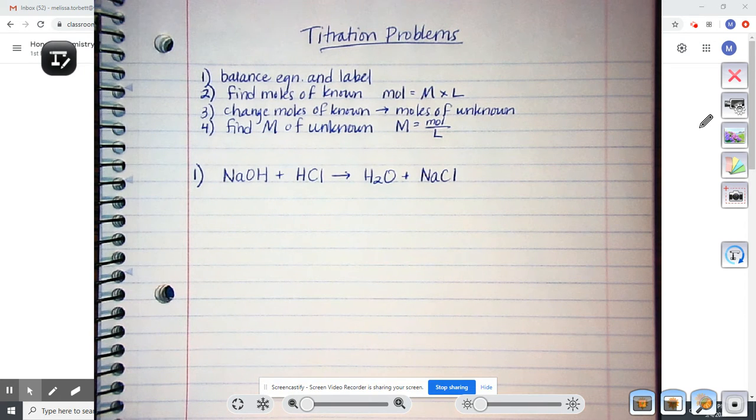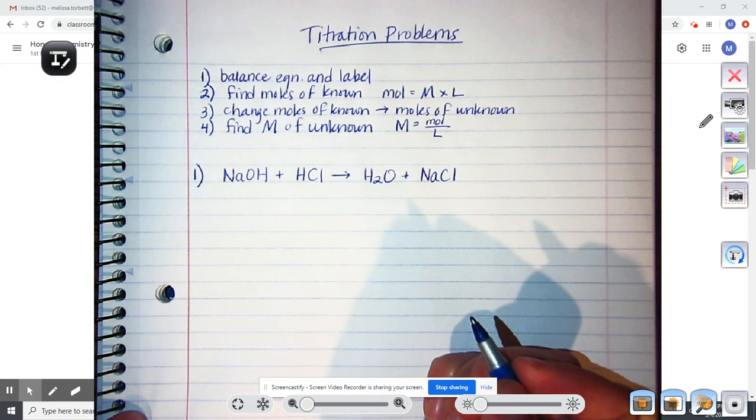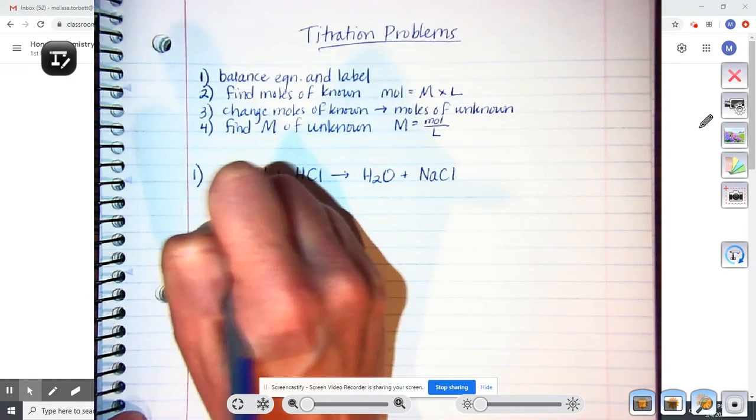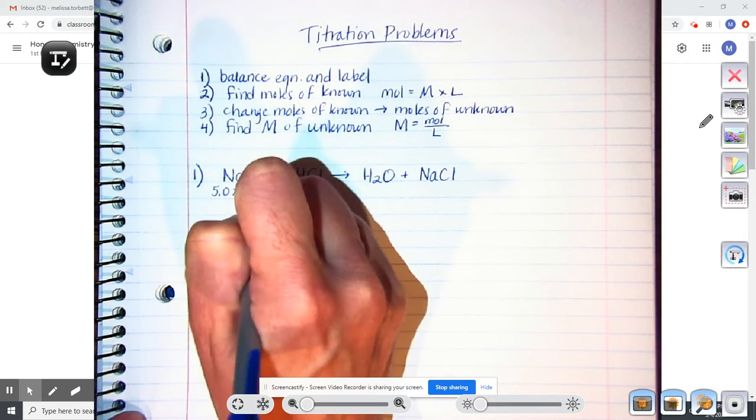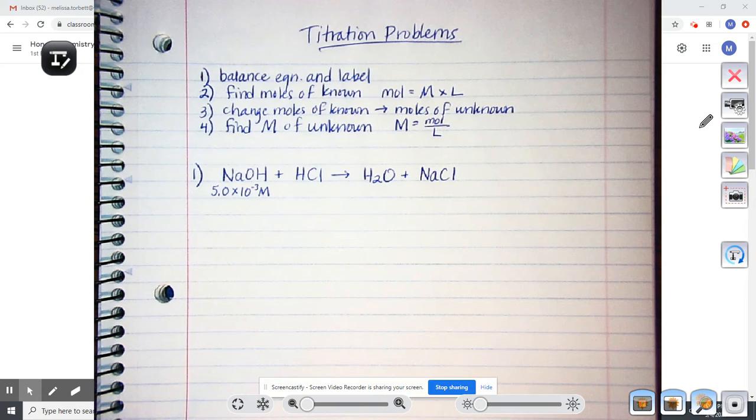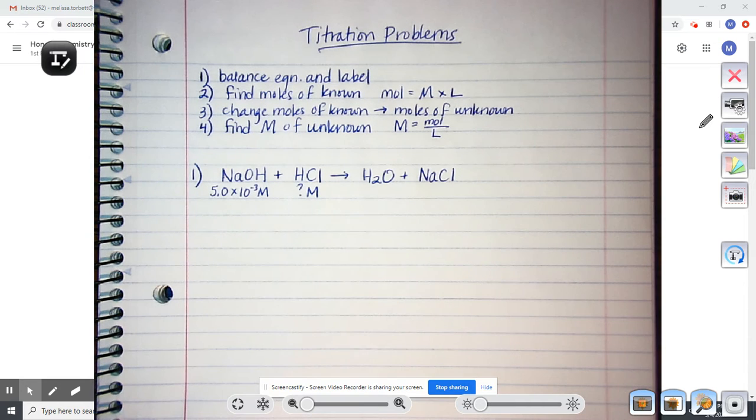Okay, so this particular problem says, in a titration of 5.0 times 10 to the negative 3 molar sodium hydroxide. So that's the first thing I'm going to label. Underneath sodium hydroxide, I'm going to write down that concentration, 5.0 times 10 to the negative 3 molar. That's the first piece of information given. It goes on to say it's titrated with hydrochloric acid of unknown concentration. Bam, there is my question mark. There's the thing that I'm going to be looking for. I do not know the concentration of hydrochloric acid.